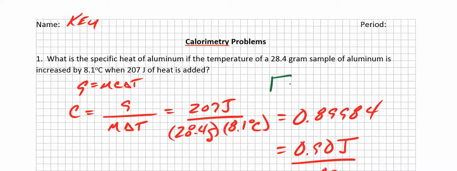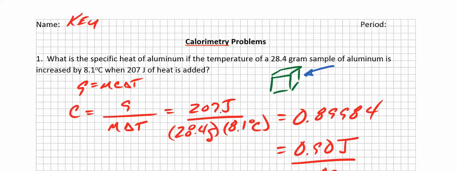So let's kind of visualize what's happening here. We've got this aluminum block, let's just say it's got a mass of 28.4 grams, and we want to apply 207 joules of heat to that block. So when we put 207 joules of heat into the block, the temperature increases by 8.1 degrees Celsius. We want to know the specific heat of the block. So the formula we're going to use is Q equal mc delta T, and we're going to do just a little simple algebra to isolate the C, the specific heat. So the C is going to be Q divided by m divided by delta T, and then we'll just plug in.